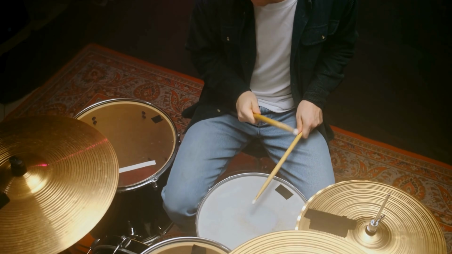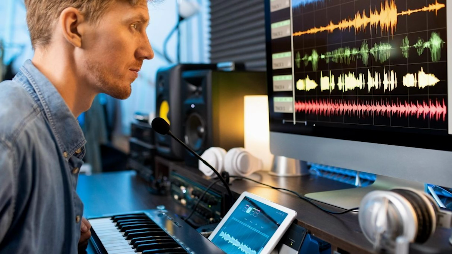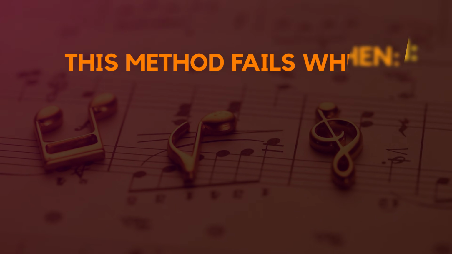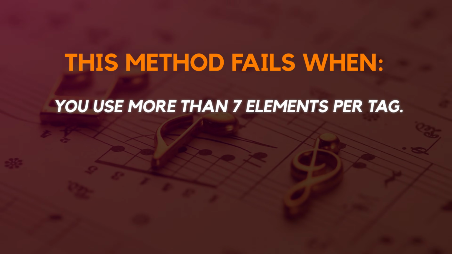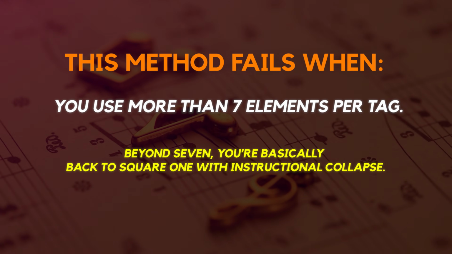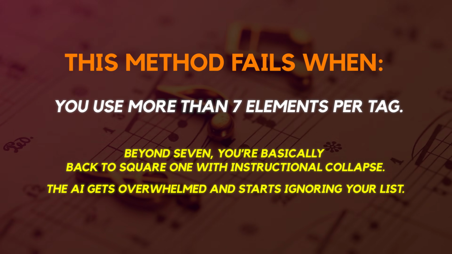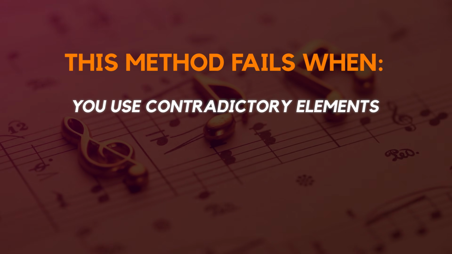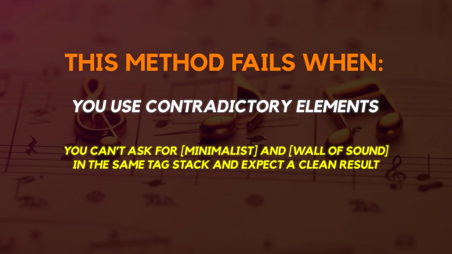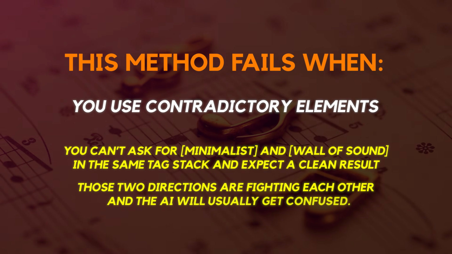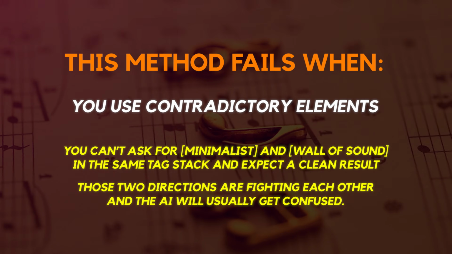So yes, this is powerful, but as useful as it is, you still have to be careful. To get consistent results and to avoid wasting your credits, you need to understand where this method usually starts to fail. Yes, this method fails when you use more than 7 elements per tag. Beyond 7, you're basically back to square one with instructional collapse. The AI gets overwhelmed and starts ignoring your list. You use contradictory elements. You can't ask for minimalist and wall of sound in the same tag stack and expect a clean result. Those two directions are fighting each other, and the AI will usually get confused.